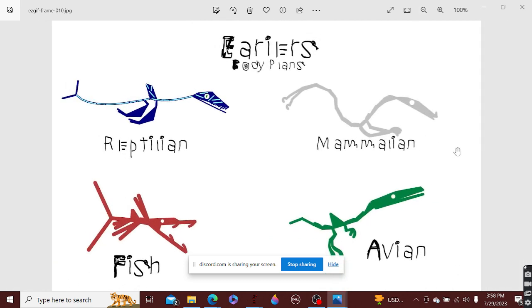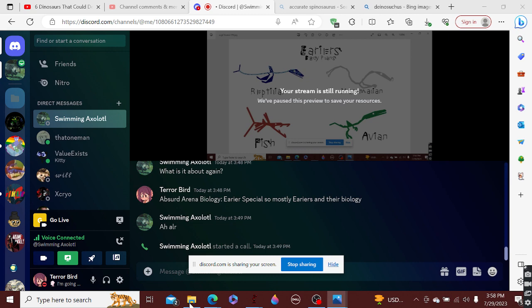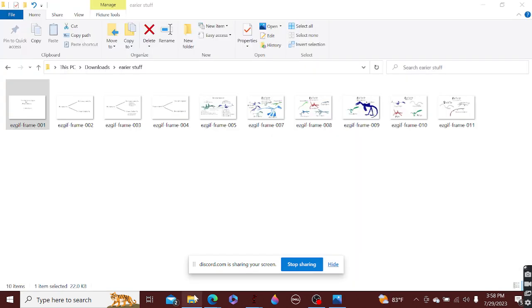Anyways, there are 4 body plans for Eariers: the reptilian Eariers, the mammalian Eariers, the fish Eariers, and the avian Eariers. So we have the British Earier. These guys have split off into an entire group. Yeah, but they're all a part of the same genus, Ceratodon. So they're basically just convergently evolved. Yeah, convergent evolution.